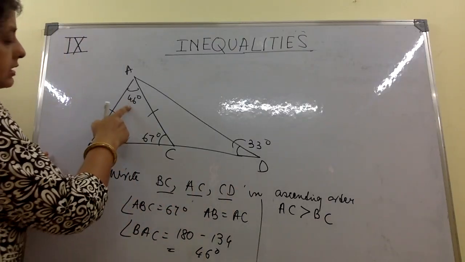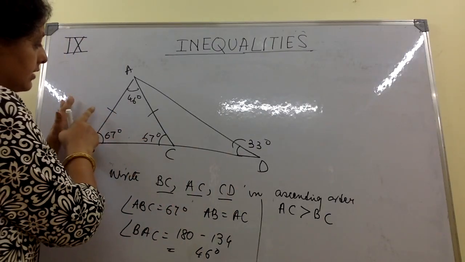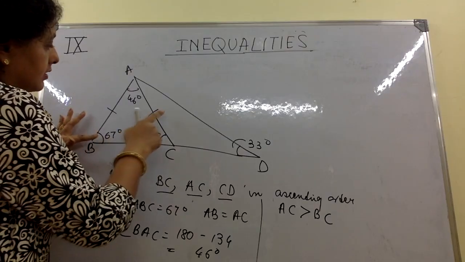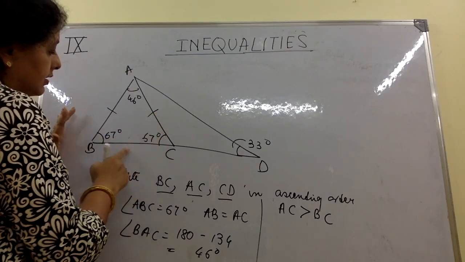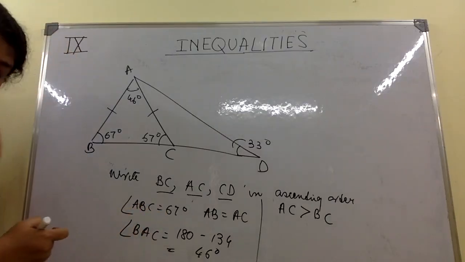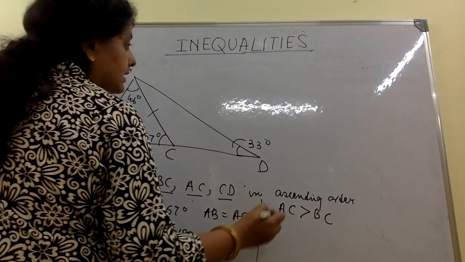Because this angle is smaller, this angle is bigger. So opposite to that, 67 is opposite to AC. So AC is bigger, BC is smaller. Okay. Now how much is angle CAD?